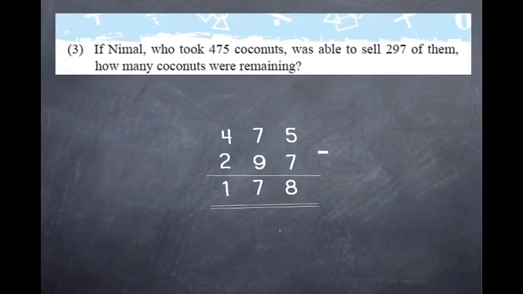Now let's look at the third question. If Nima had 475 coconuts and was able to sell 297 of them, how many coconuts were remaining? So what you have to do is write down the coconuts that he took, and next the coconuts that he sold, and then take the answer. So do this question and check the answers with it.